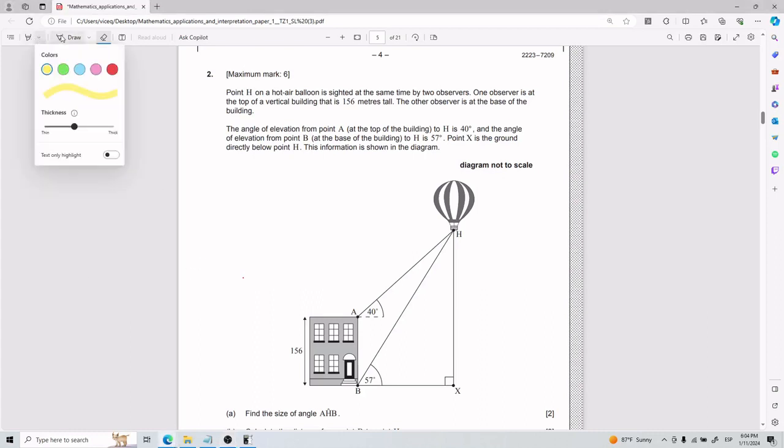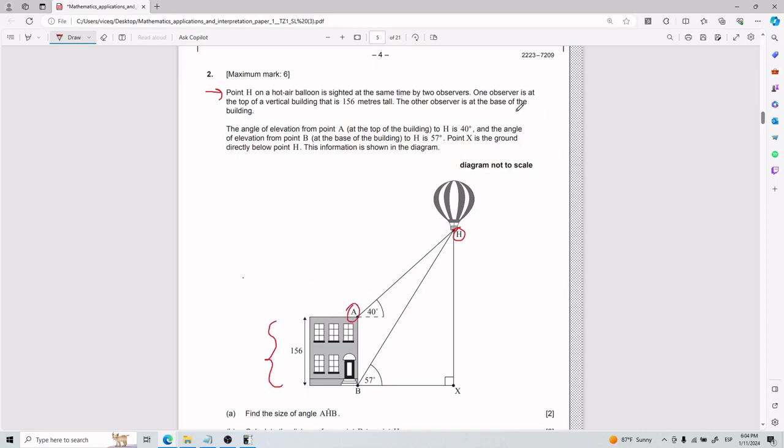All right, so for number 2, we have that point H. That means this guy here on a hot air balloon is sighted at the same time by 2 observers. One observer is at the top of a vertical building that is 156 meters tall. So that is this guy here, point A. The other observer is at the base of the building, point B.